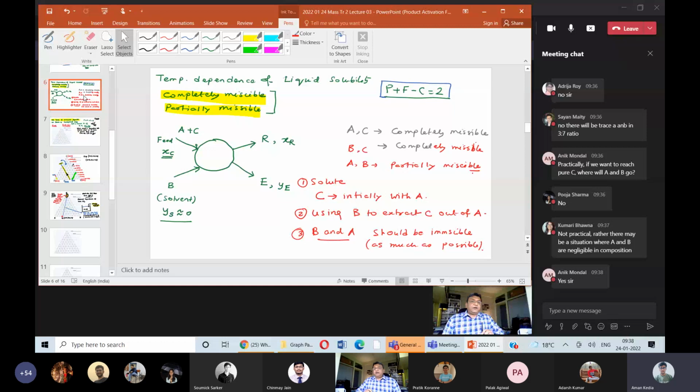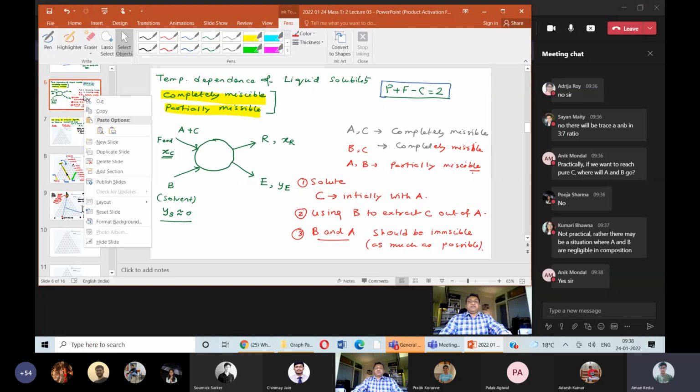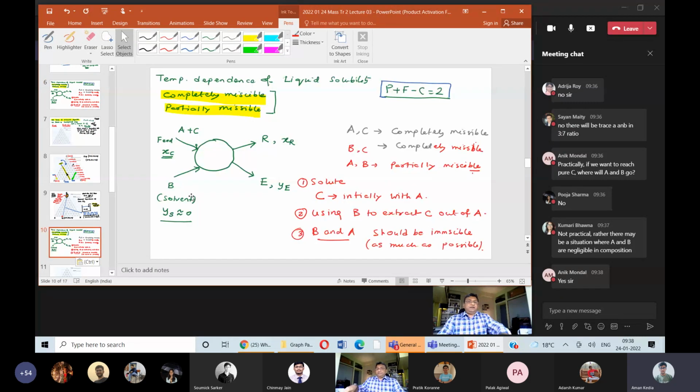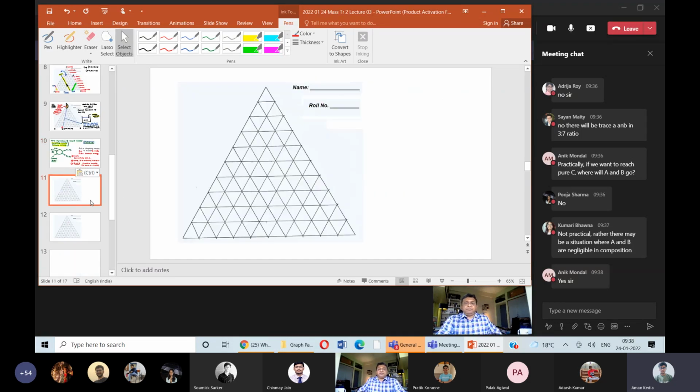Now we revert back to this particular slide. Maybe I just copy paste it again, and I just pick up this part. Let me quickly draw it over here. So this is an extraction chamber. This is your feed. This is your solvent. This is your extract.